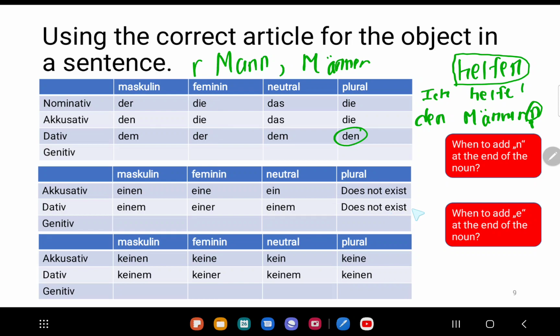This also applies without the article. If you just want to say I help men, you will say ich helfe Männern. This also applies for this one. If you want to say I help no men, plural, ich helfe keinen Männern.